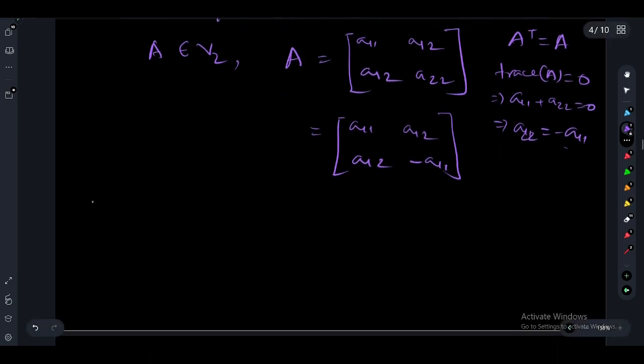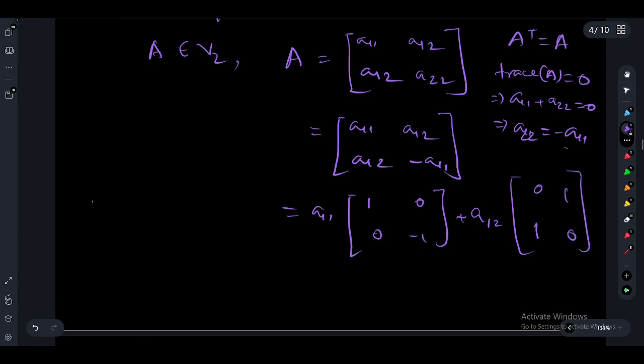Now how can we generate this? If we take A11 outside, then this can be written as A11 times the matrix 1 0 0 minus 1, plus A12 times the matrix 0 1 1 0. Note that this is actually the general matrix. So the general matrix can be written as some real number times the matrix 1 0 0 minus 1 plus some real number times the matrix 0 1 1 0. And clearly these two matrices are linearly independent.